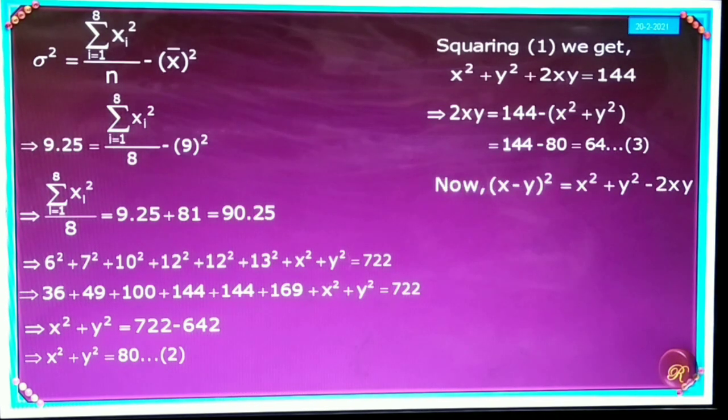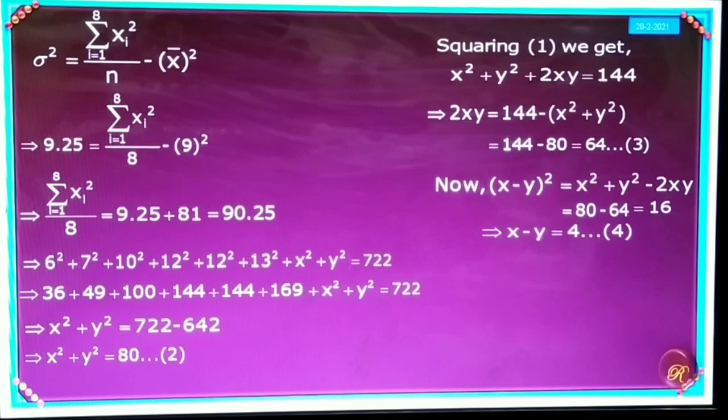Now x minus y whole square is equal to x square plus y square minus 2xy. We can substitute the values of x square plus y square and 2xy: it is equal to 80 minus 64, which is equal to 16. This implies x minus y is equal to 4. Say number 4.